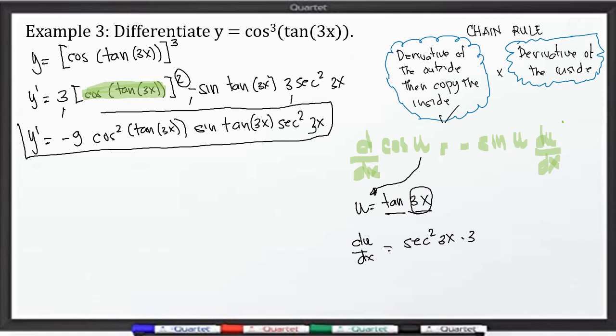All we need to do is to double check kung meron tayong naiwan, ano? This will be 3 negative and 3, that will be negative 9 cosine squared tangent 3x. And then, wala na yung negative dito, napunta na sa labas. Sine of tangent 3x, secant squared 3x. Ito po ang ating final answer.